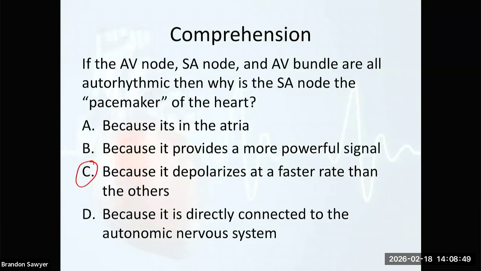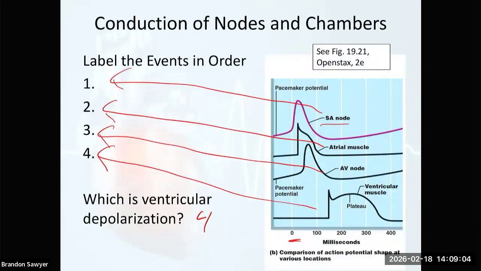If they're all depolarizing on their own, it's the one that depolarizes first that's going to end up controlling the heart, right? And so that means the one that depolarizes the fastest. So the SA node depolarizes, and if we go back to this image, it sends a signal to the atria. The AV node is still in the process of depolarizing, and then it receives the signal from the atrial muscle before it actually fully depolarizes. But then it does pause there for a sec and then gets to the ventricles.